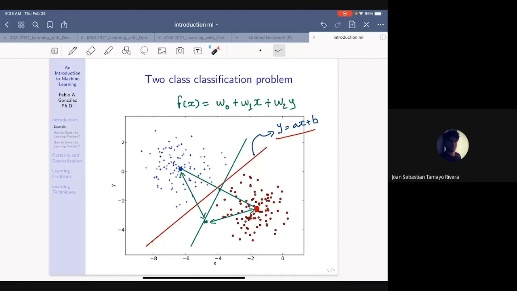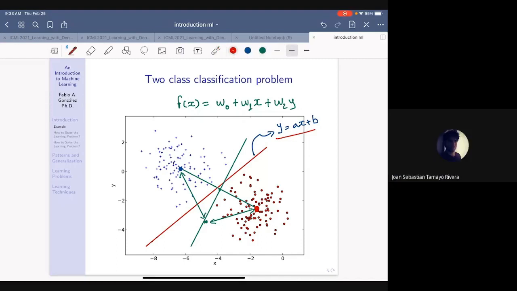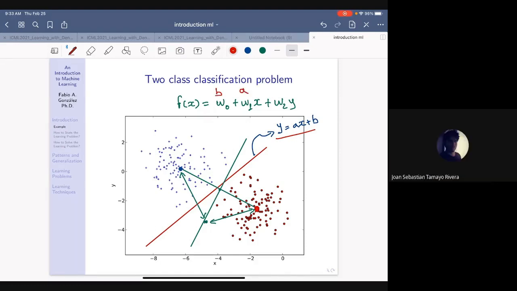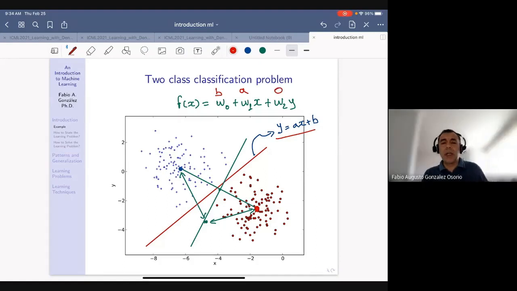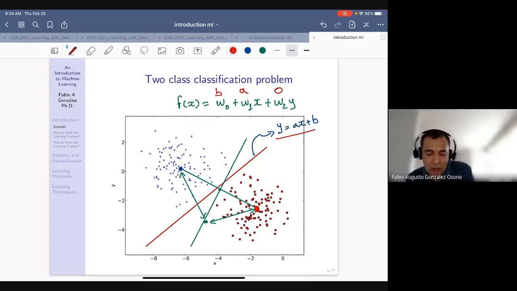Yes, Professor. If I take W0 as B and W1 as A. Okay, so hold on. W0 as A, W0 as B. W1 as A. And W2? W2 is 0. What do you think, guys? Yeah, that's a possibility. The problem is that you are totally ignoring Y.